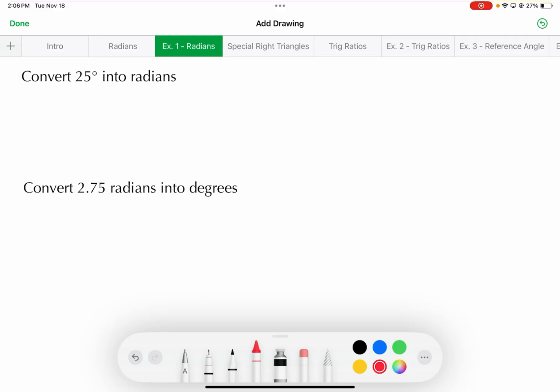Okay, so in example 1, convert 25 degrees into radians. So I'm going to take that, multiply it by pi over 180. So the degrees, those units will wipe out, right? And then 25 and 180 both have a 5 in common. 25 will reduce to 5. 180 will reduce to 36. Okay, so this is going to multiply out to 5 pi over 36 radians.